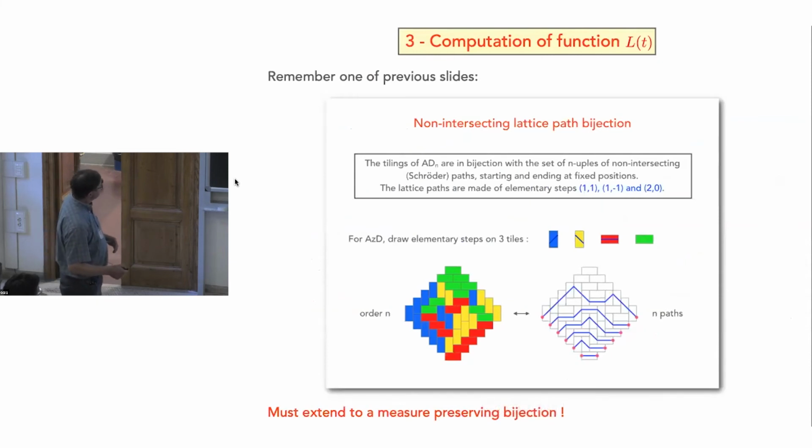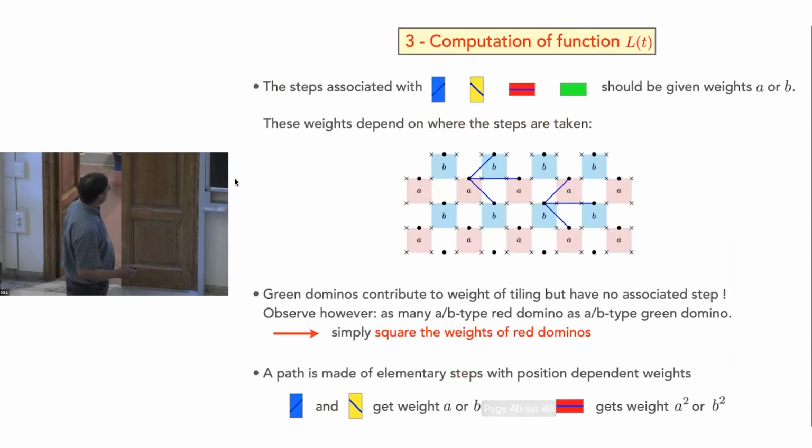So remember, we have this bijection between the dominoes and the paths. And for the uniform measure, we just have that the number of those two sets are equal. But now we want to extend this bijection in order to preserve the two periodic measure that is on the dominoes. So we've got to find the correct way to weight the paths so that the weight of a set of paths is equal to the weight of a domino tiling.